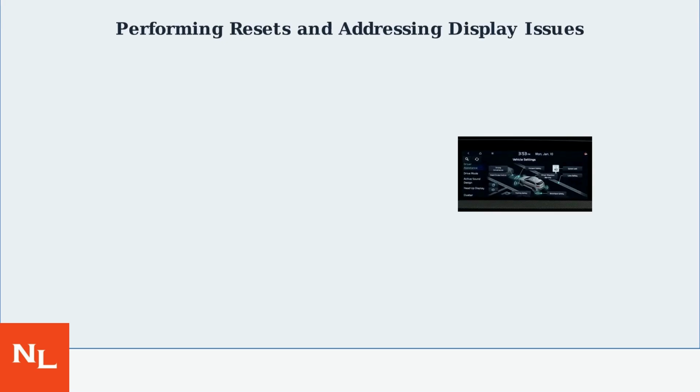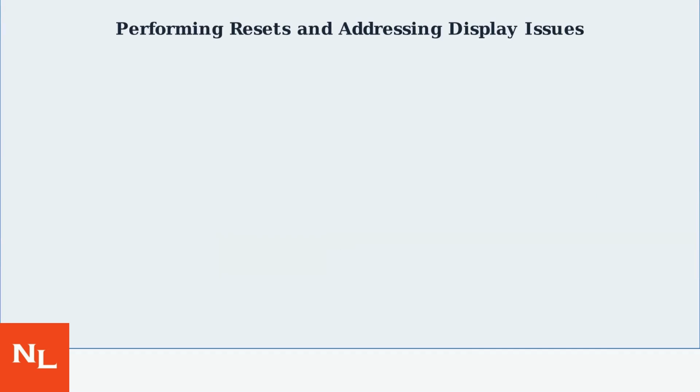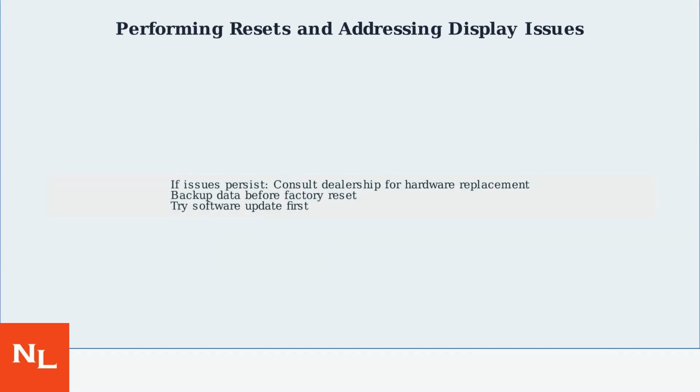If resets don't resolve display issues like flickering, try calibrating the touchscreen via Settings, Display, Touchscreen Calibration. If the display is still faulty, consult a dealership as it may require hardware replacement. Remember to back up any critical data before a factory reset and consider whether a software update might solve the issue first.